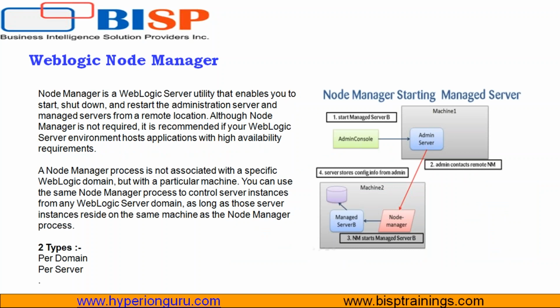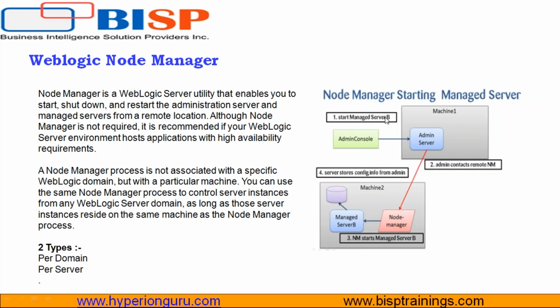And in 12c, you get node manager per domain and per server. That means in case you have two domains within the same server, you can have a node manager per domain, or you can create a node manager in a server and control all your domains using it. So this diagram typically shows you the example.